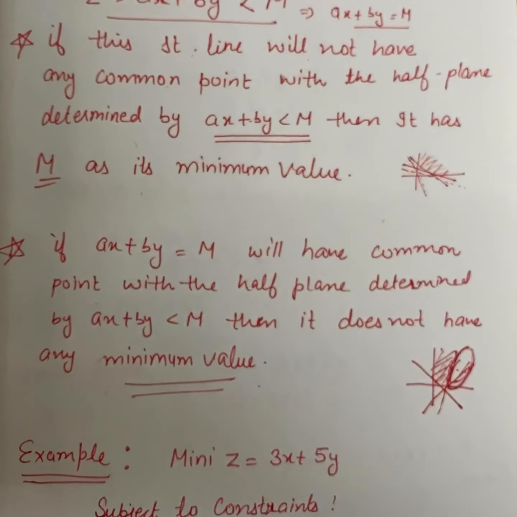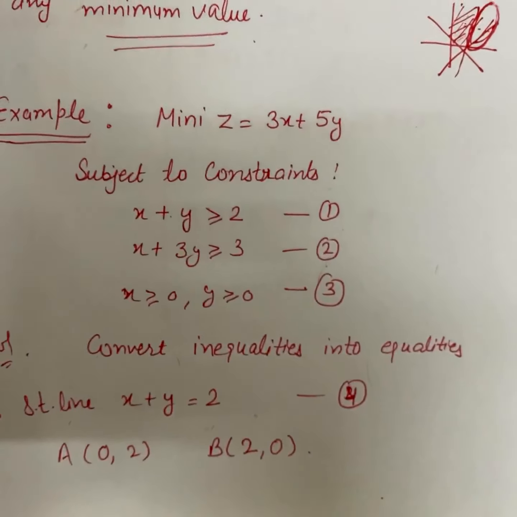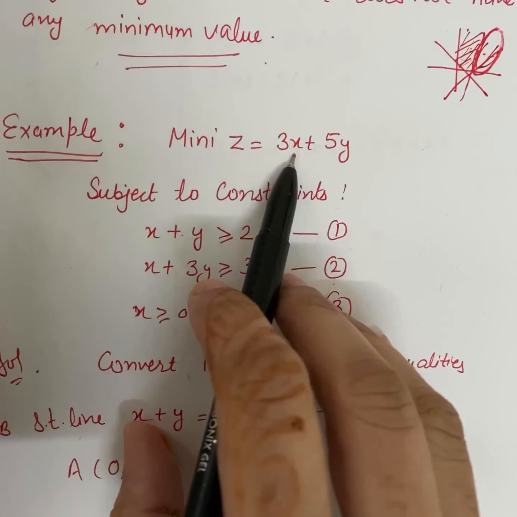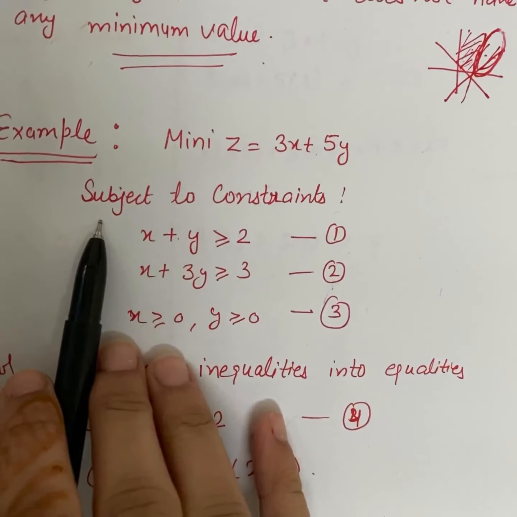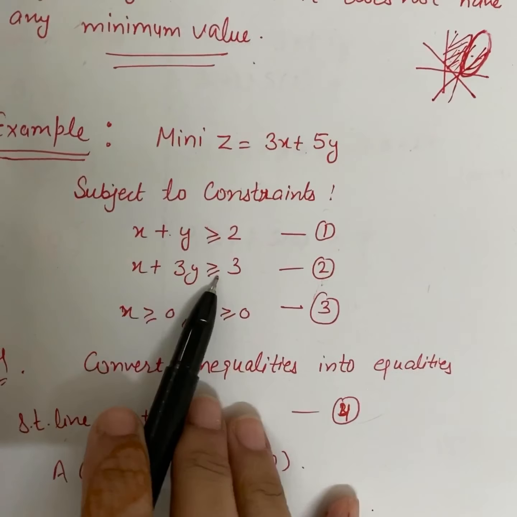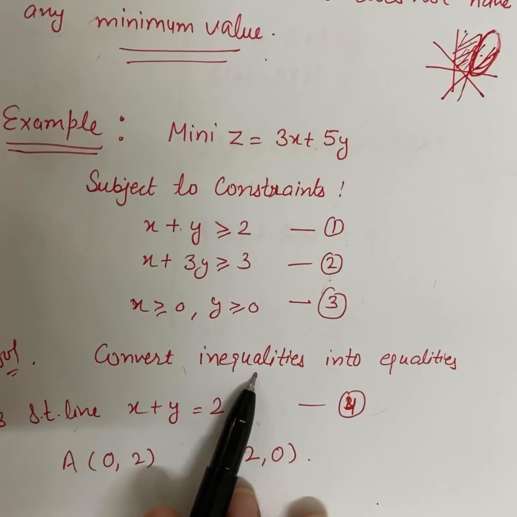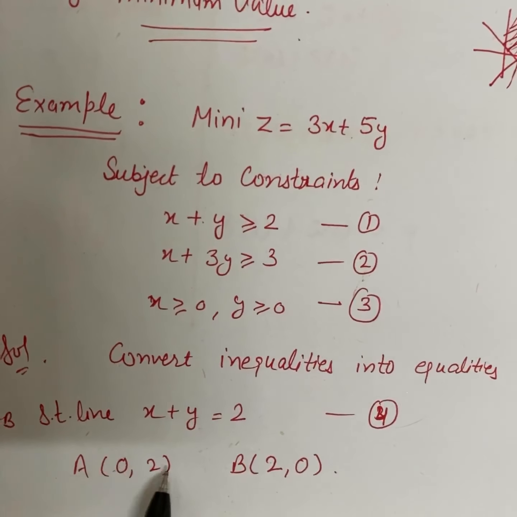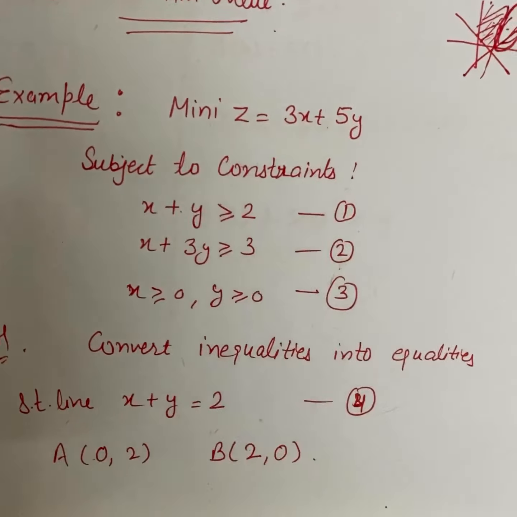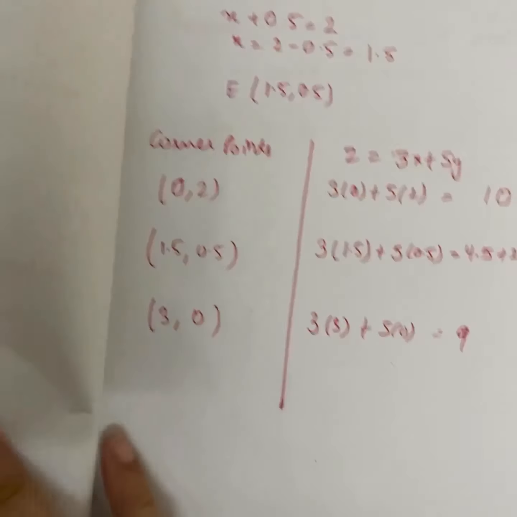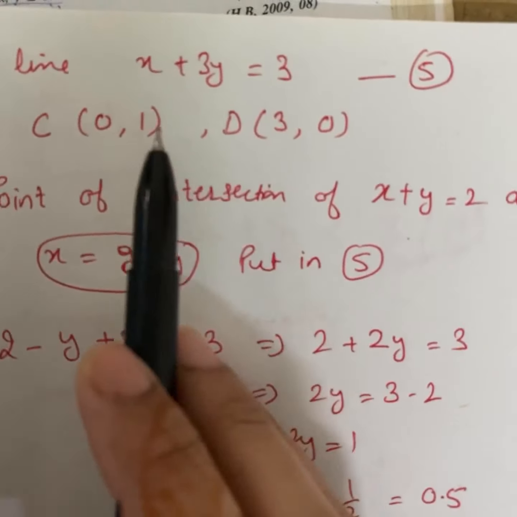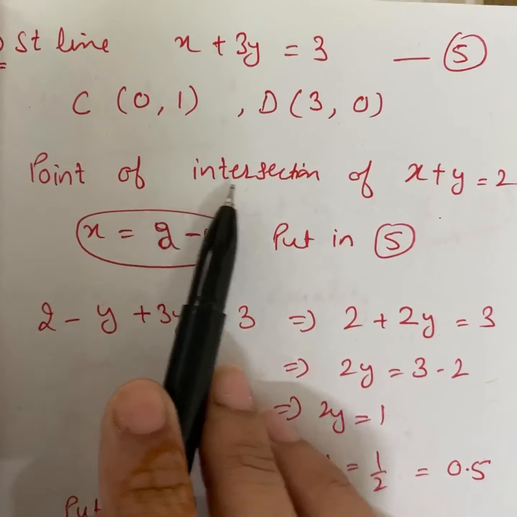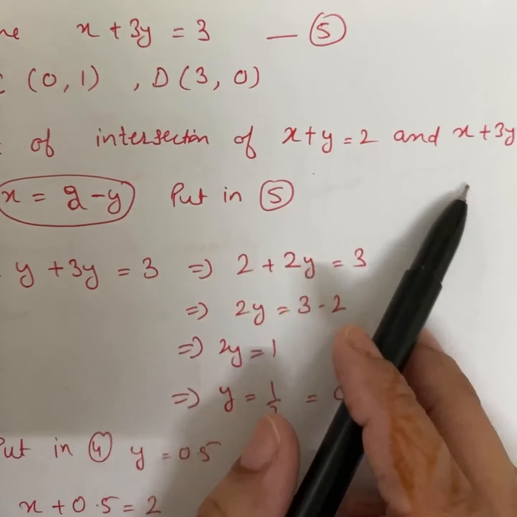So now I am giving you an example which a student asked in today's class. See, minimize z, that is 3x plus 5y, subject to these constraints. Convert inequality into equality. Firstly, this line has given me 2 points, (0, 2) and (2, 0). Then the next line has given me (0, 1) and (3, 0). Point of intersection of these two lines.